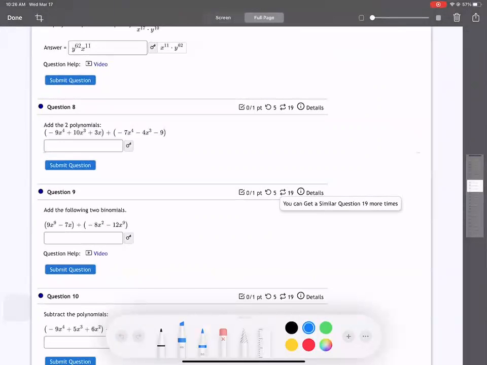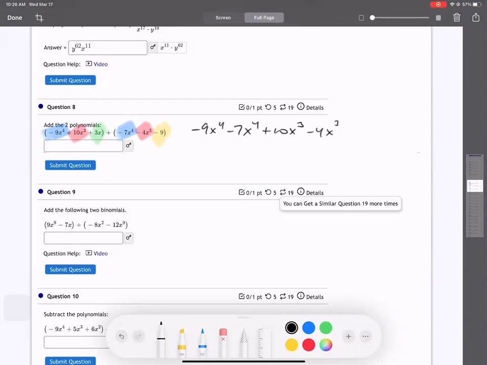I'm going to use a highlighter to show you guys the 4 and the 4. The 3 and the 3. And the x. Whoops, let's not use that color. X is by itself, and so is the 9. So if I want to rewrite this together, it'll be negative 9x to the 4th minus 7x to the 4th plus 10x cubed minus 4x cubed.